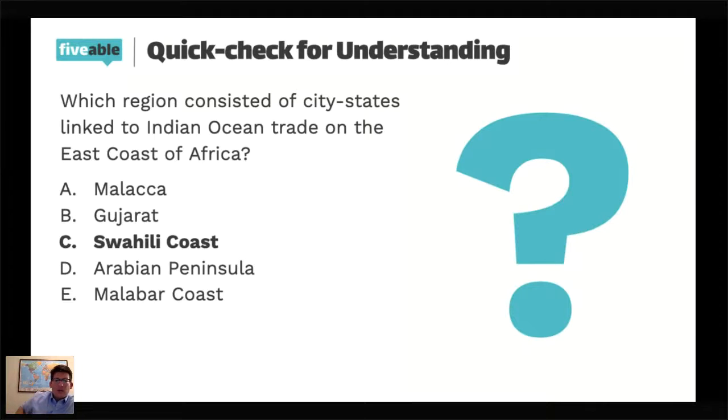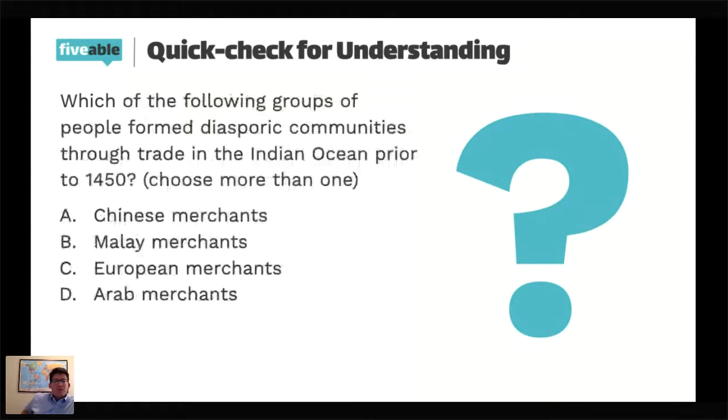All right, next question. Which of the following groups of people formed diasporic communities through trade in the Indian Ocean prior to 1450? All right, what do we have here? You can choose more than one answer, so make sure that you get all of your answers in.